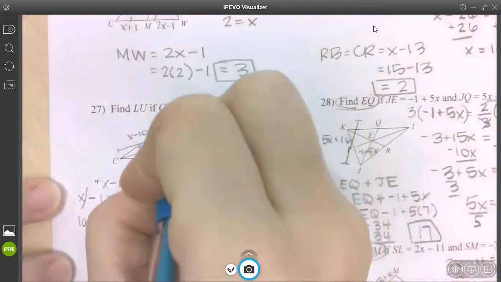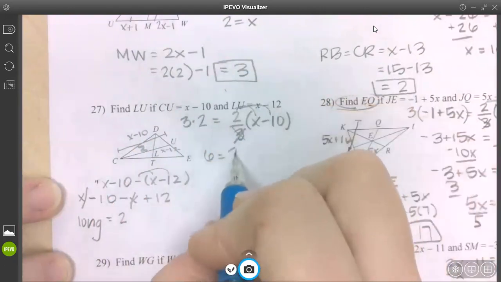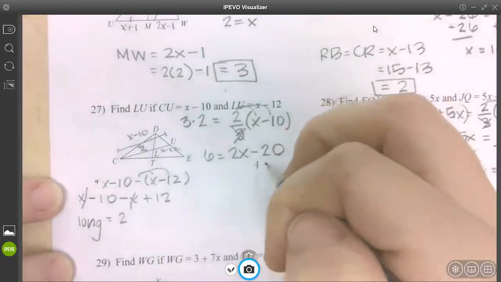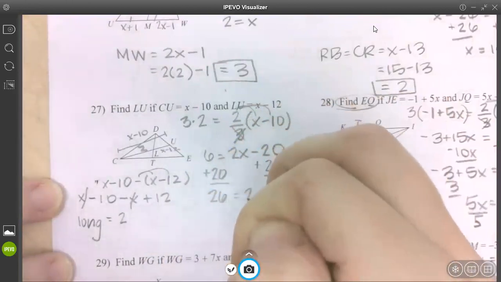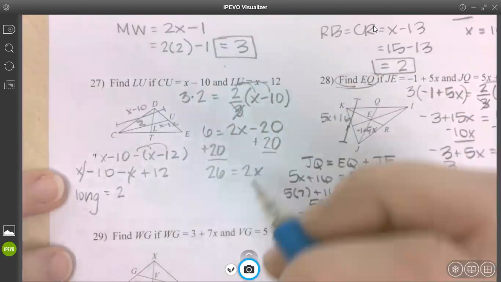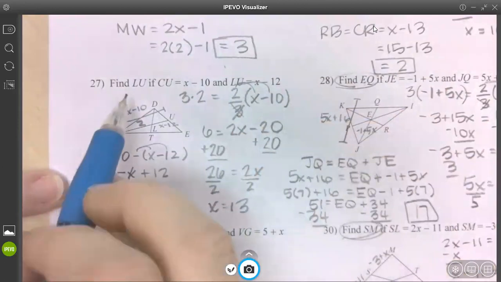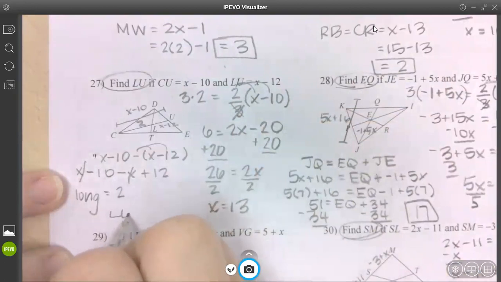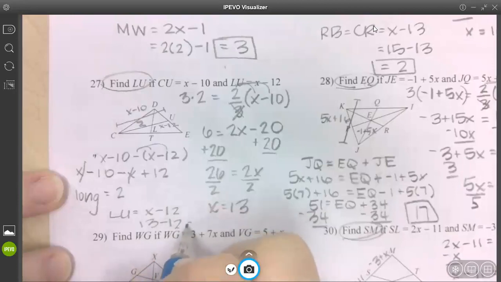Remember, multiply by 3 to get this to cancel out. We get 6 equals, and distribute your 2, 2x minus 20. Solve for x. So plus 20. And I get 26 equals 2x. Divide by 2, and x equals 13. But we weren't trying to find x. We're trying to find LU. It said that LU was x minus 12, or 13 minus 12, which is 1.